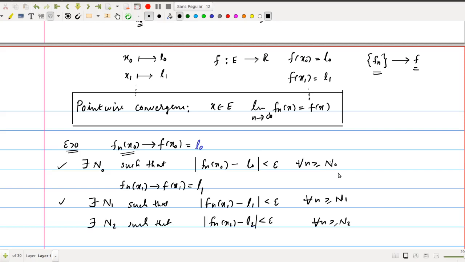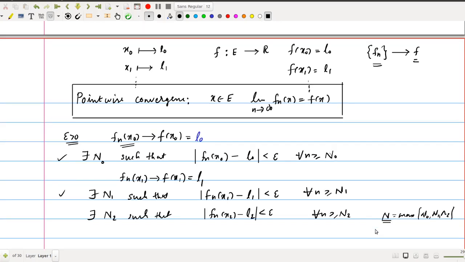If E contains exactly 3 points, x0, x1, x2 only, you can choose the maximum of n0, n1, n2. Then if you set that n as the maximum of n0, n1, n2, you can expect these three conditions hold for the corresponding n. So we can get a common n. Okay, so we are searching for such a common n.